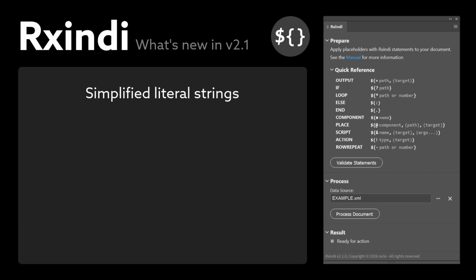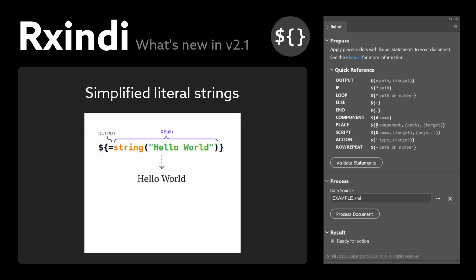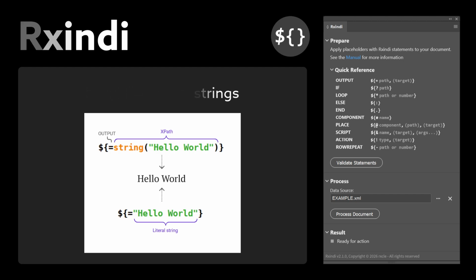Finally, a small quality of life improvement for XPath expressions. When you want to use a simple text value in statements like output or export, you previously had to wrap it in the XPath string function. Instead, you can now just type the literal value directly as a quoted value. Much cleaner and more intuitive.